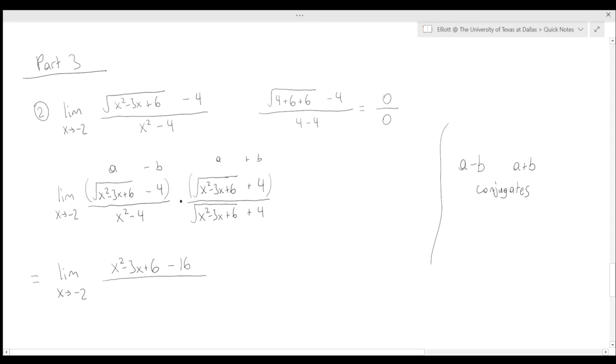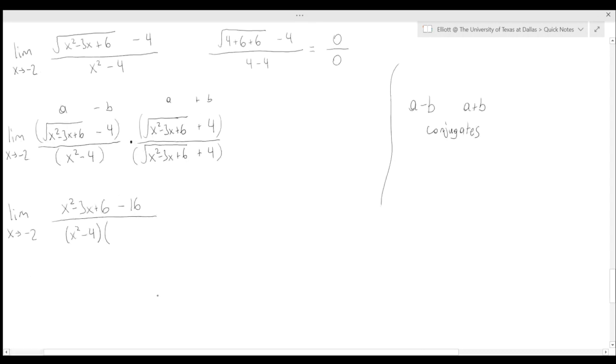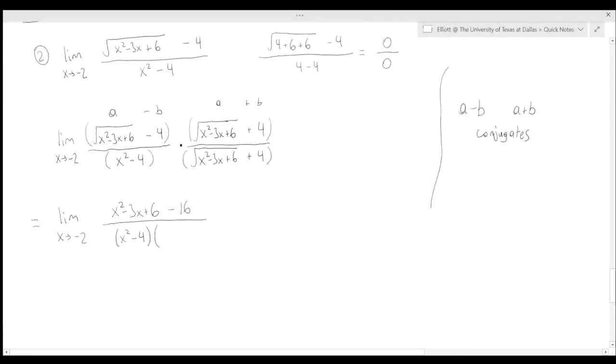In the denominator, we're not going to multiply these out because it's not going to simplify. So for now, I'm just going to copy it down as it is. We've got x squared minus 4. And then we've got this square root. X squared minus 3x plus 6. And then plus 4.